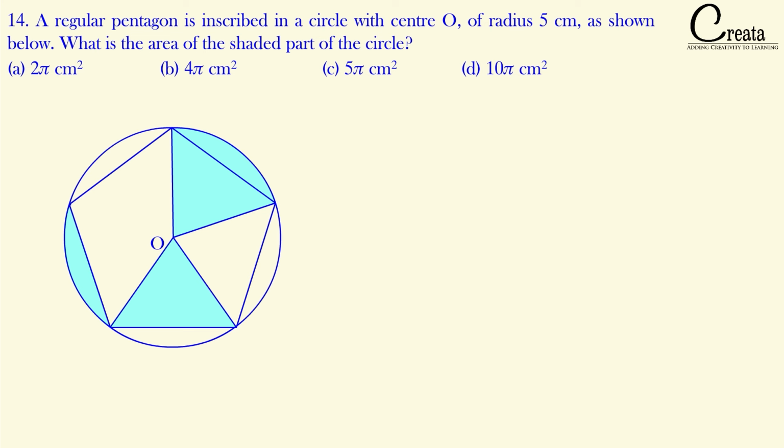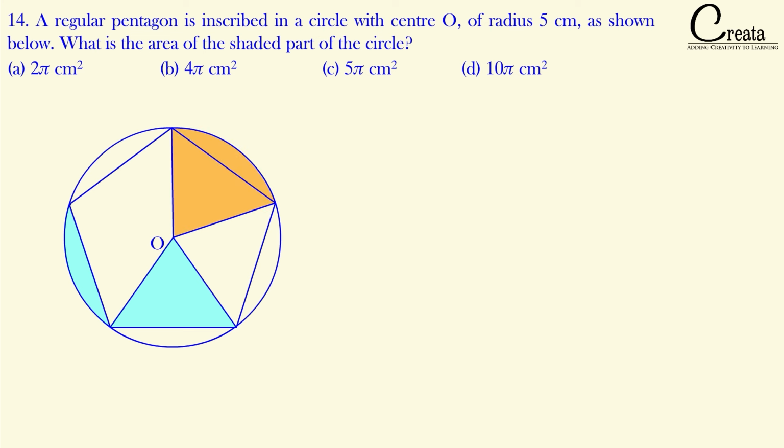So let's approach the question. In this question, a regular pentagon is given which is inscribed inside the circle. The center of the circle is given as O, and the radius of the circle is given as 5 centimeter. And we have to find the area of the shaded part of the circle. Here three shaded parts are given. So how we will find the area of the shaded part?